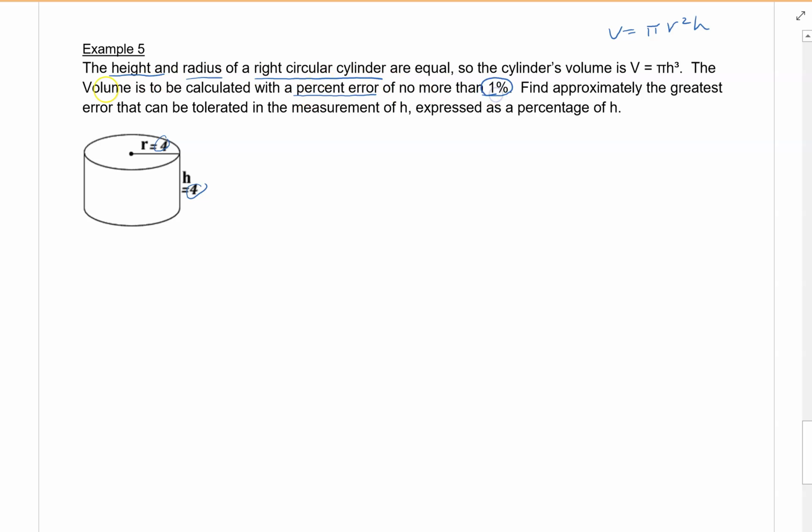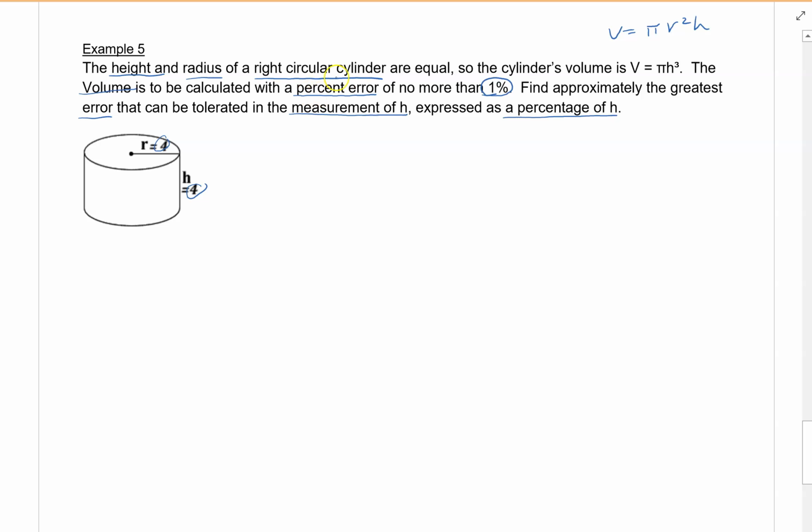So we want to make sure that our volume error is not that high, and we want to keep it under 1%. So we're going to work our way backwards to figure out how much error can be tolerated when we measure height. Because if we have an error in measuring height, there will be a propagated or related error in volume, and we want that propagated error to be within 1%. So how much error can we tolerate with this measurement of h? We're going to express it as a percentage.